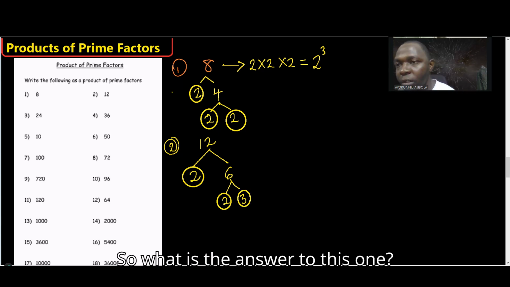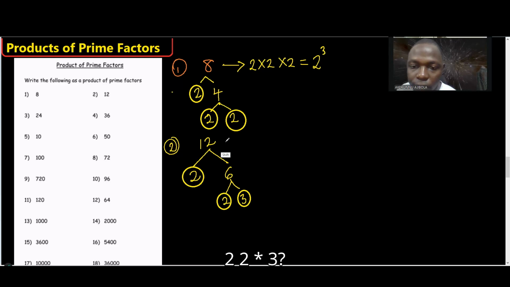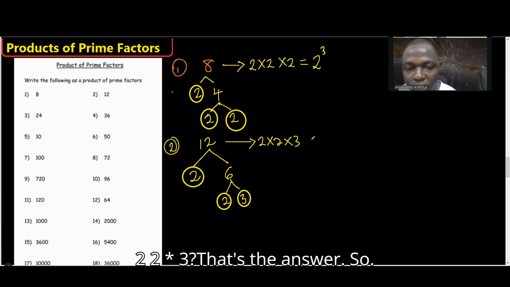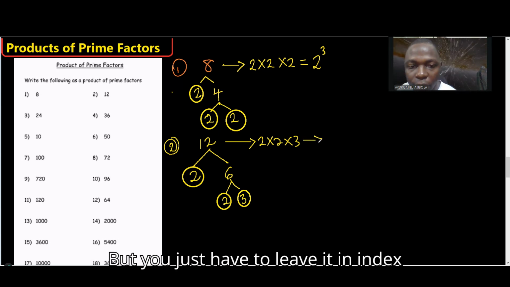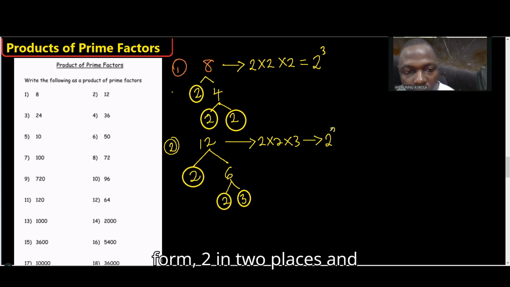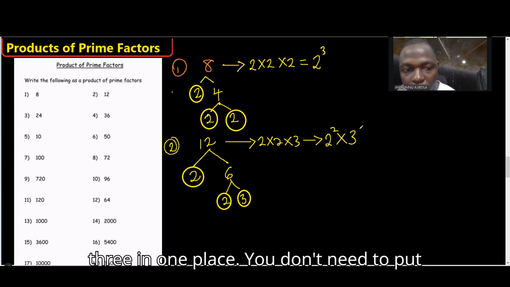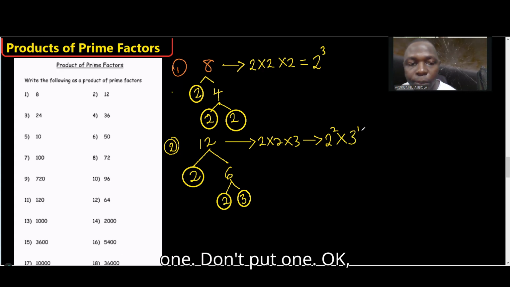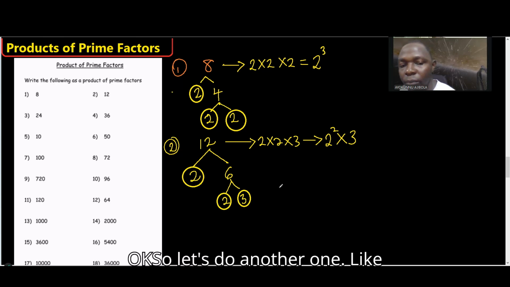Okay, so with that, let's settle it. What is the answer to this one? 2 times 2 times 3. That's the answer. But you just have to leave it in index form, 2 in 2 places and 3 in 1 place. You don't need to put 1. Don't put 1, okay?